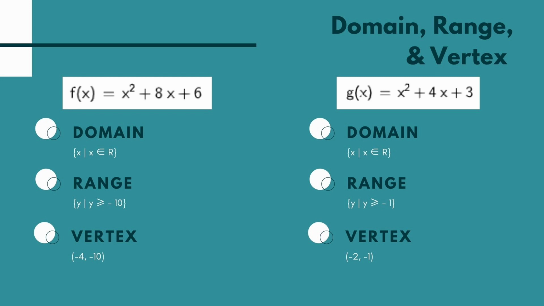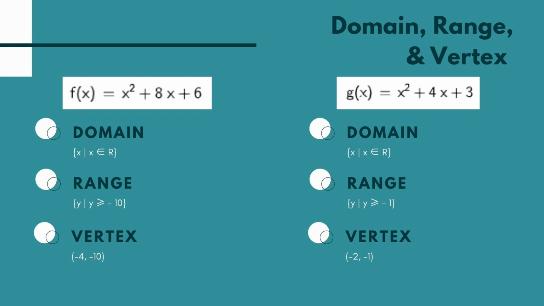You can see that both domains are the same, since the function can be used as long as the value of x is an element of the real numbers. In terms of range, f of x determines the value of y to be greater than or equal to -10, and the range of g of x is where the value of y is greater than or equal to -1. The vertex of f of x is (-4, -10), while g of x is (-2, -1).